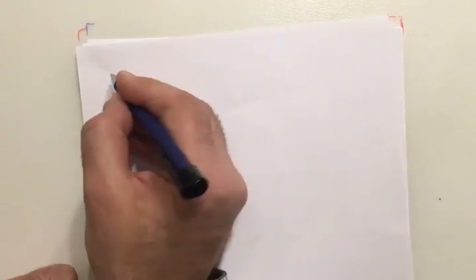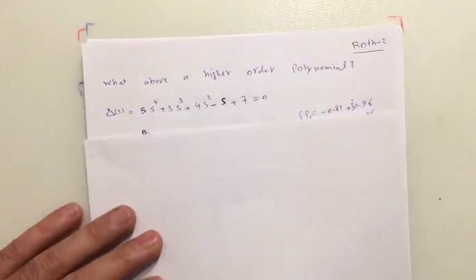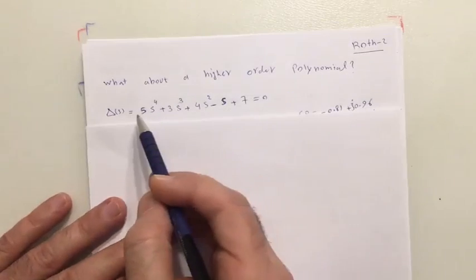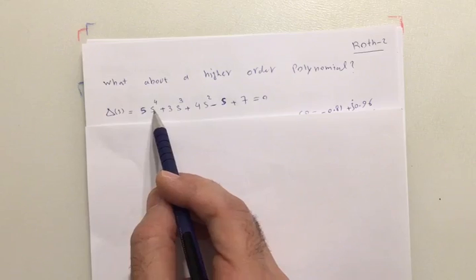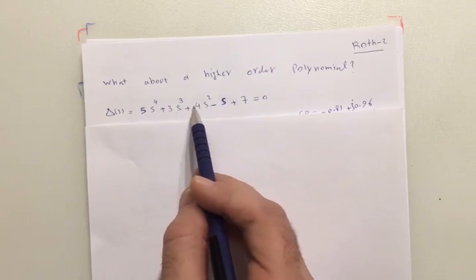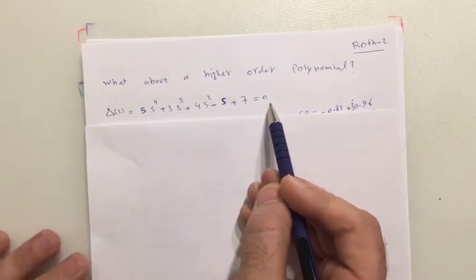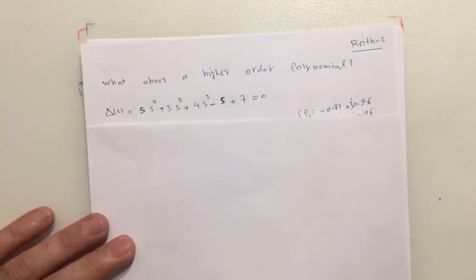I will give you another example. In this example, suppose that we have a characteristic equation of order 4. So we have 5s to the power 4 plus 3s cubed plus 4s squared minus s plus 7 equal to 0. And the question is whether or not the roots of this equation are in the left half plane.